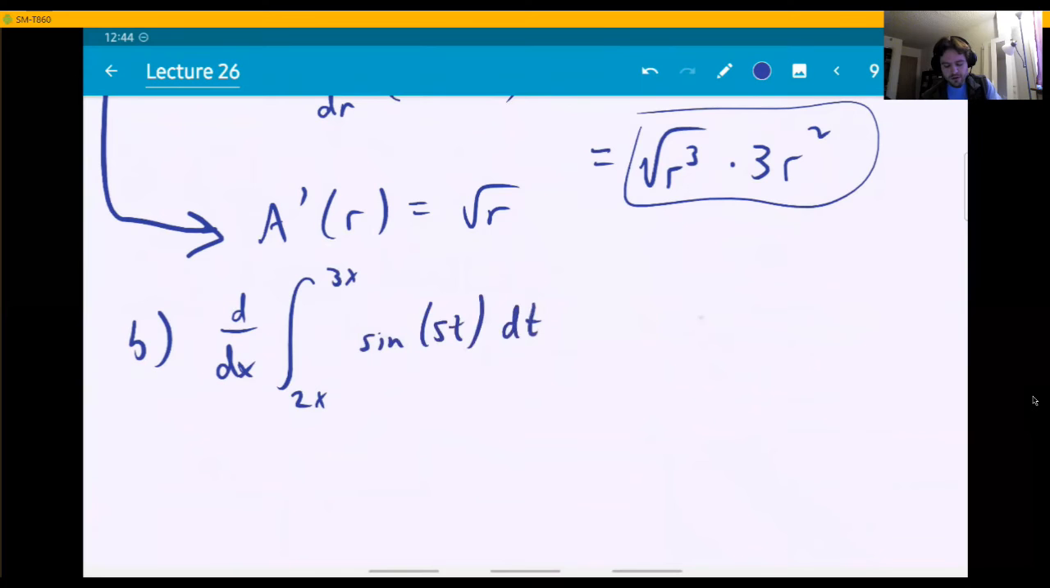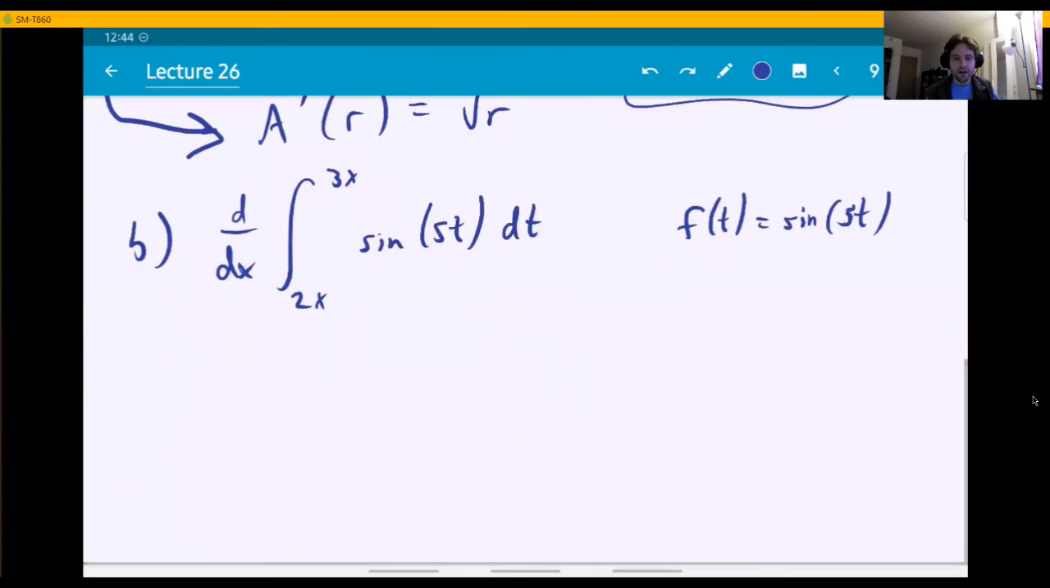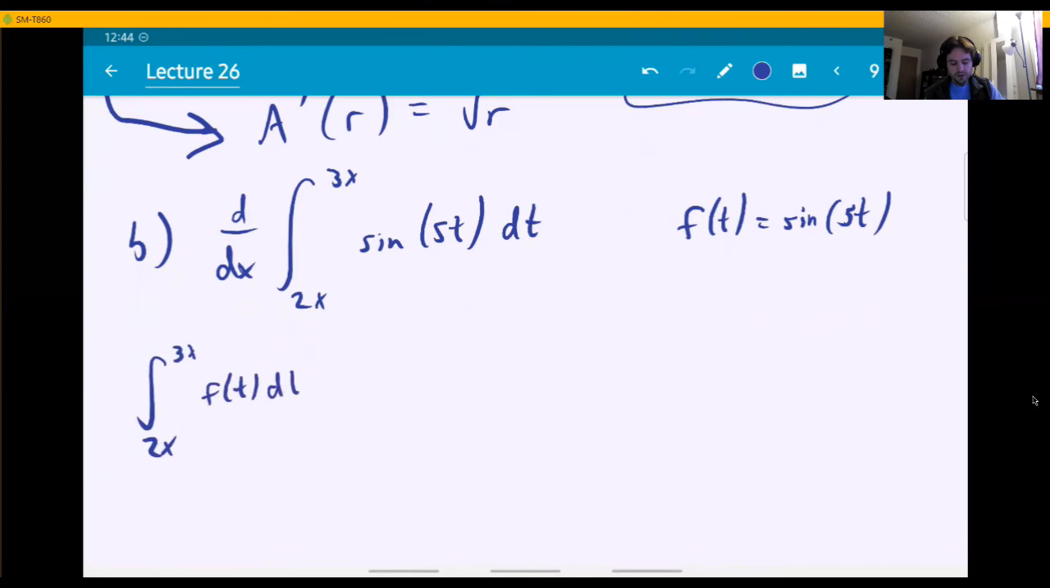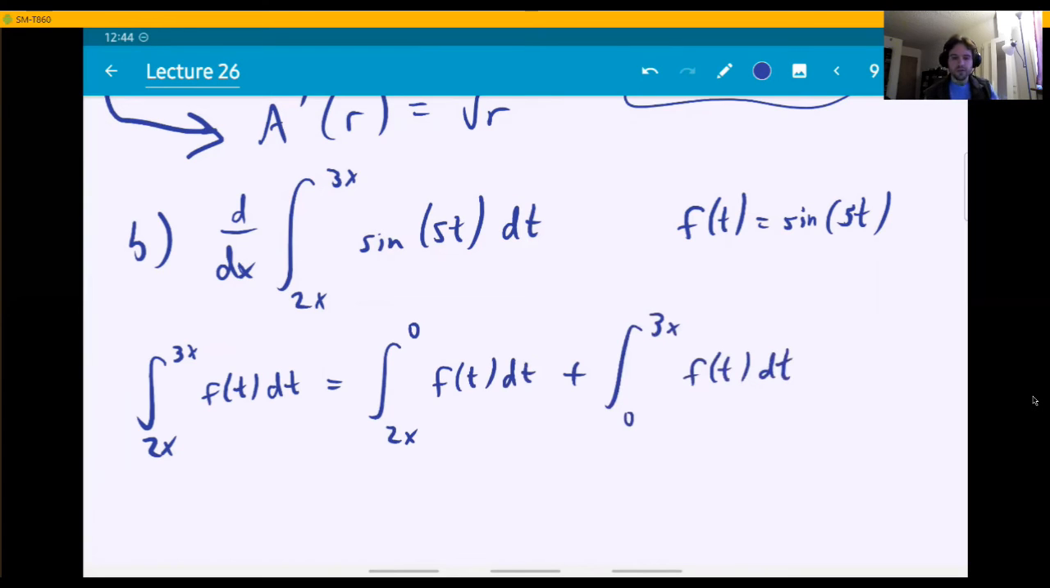Okay, we have the function sine of 5t. And we don't actually have the area function of it. Area function has to start at a fixed location, but this one does not. So what we're going to do is split it up as two pieces. We're going to write this integral of f. You choose some number, doesn't matter which number, let's choose the number 0, as long as it's a number in the domain of the function. And you're going to split up the integral like this. Because that's how integrals work.